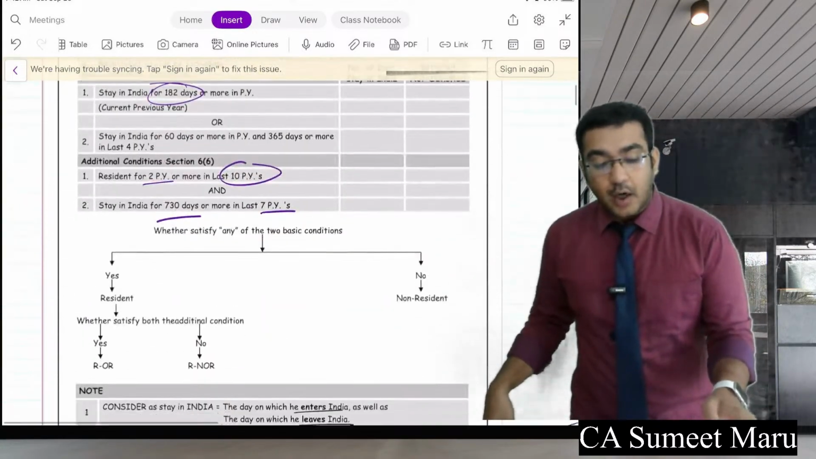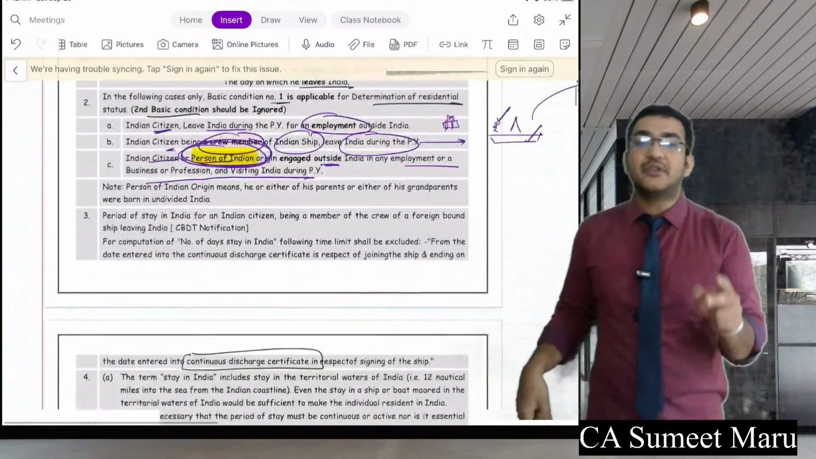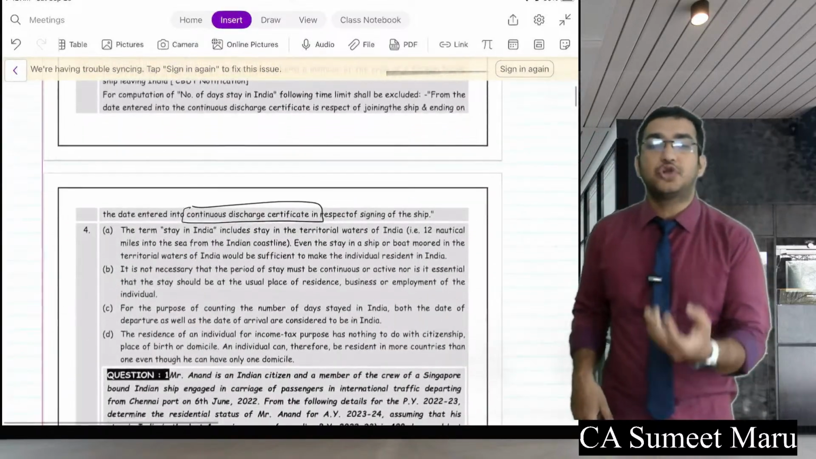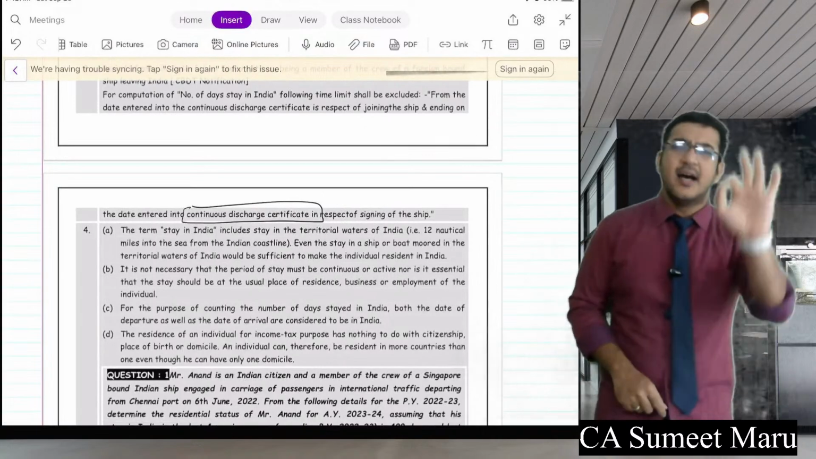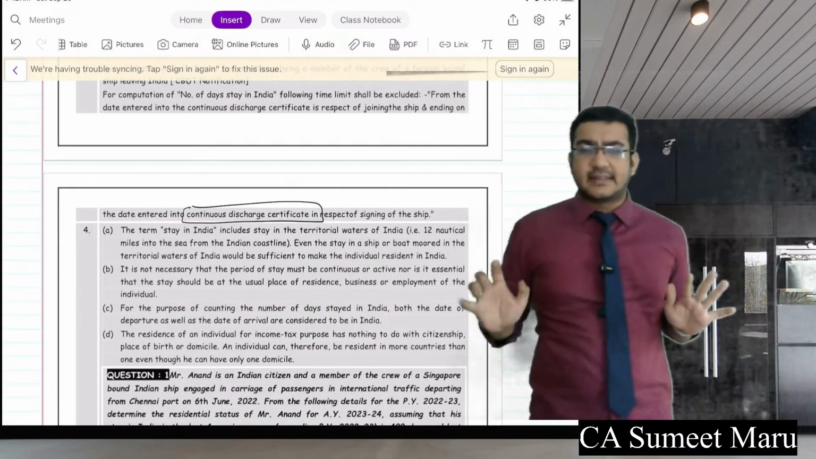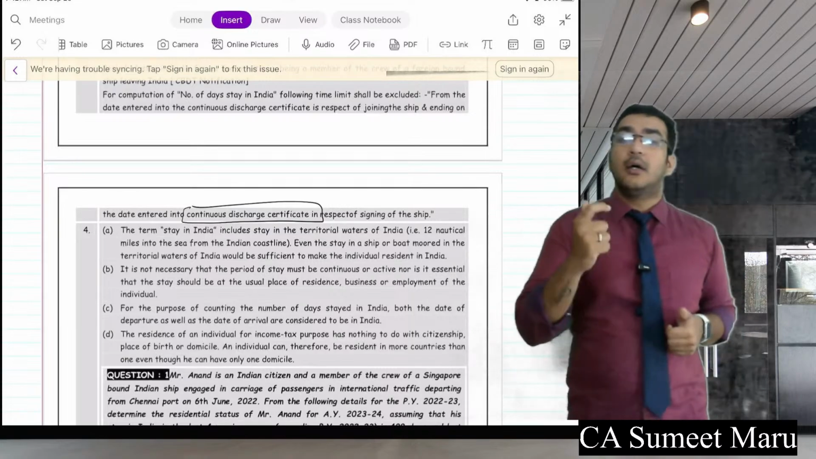Taking further, what about HUF? In case of HUF, first you will see whether the business of the HUF is wholly or even partly in India: resident; not in India: non-resident. And the additional condition will be put to the Karta.